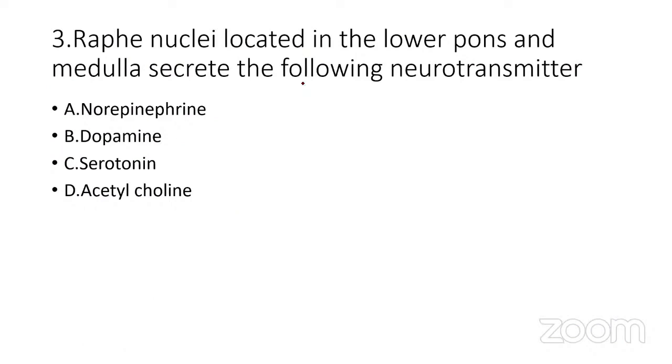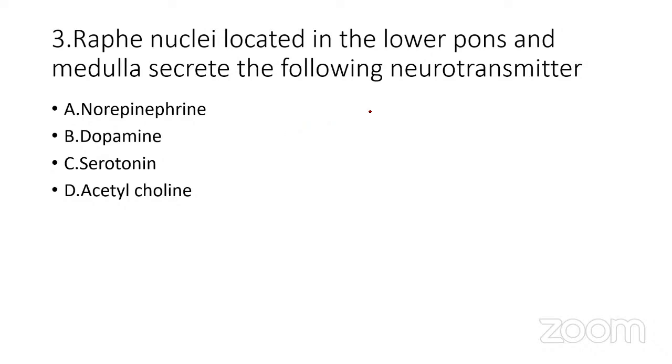Next question is, Raphe nuclei located in the lower pons and medulla secrete which of the following neurotransmitters? So this question is related to modulation of pain. Modulation means it is changing or decreasing pain. Option A, norepinephrine. Option B, dopamine. Option C, serotonin. Option D, acetylcholine. So, which is the correct answer?